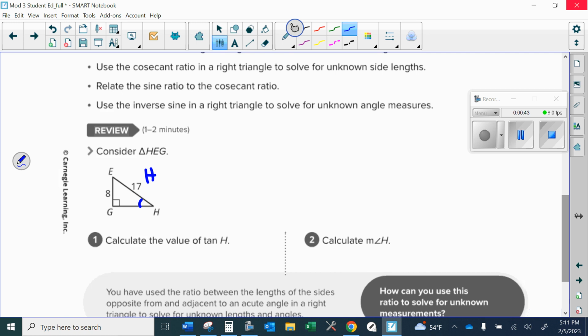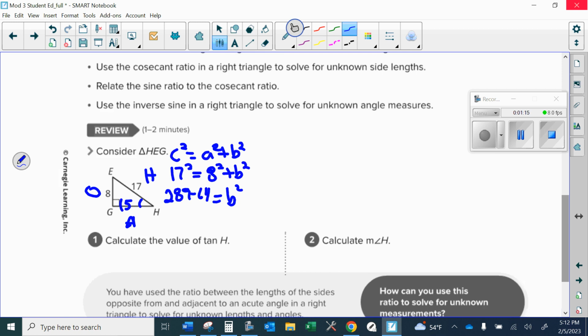There's my hypotenuse. Now notice here, they only give me 2 of 3 sides. And remember, tangent is opposite over adjacent. So I need to find that third side. I can either remember my Pythagorean triples, 8, 15, 17, and know it's 15, or you'd have to use the Pythagorean theorem. C squared equals a squared plus b squared. And so 17 squared equals 8 squared plus b squared. Since I'm solving for b, I need 289 for 17 squared minus 64.